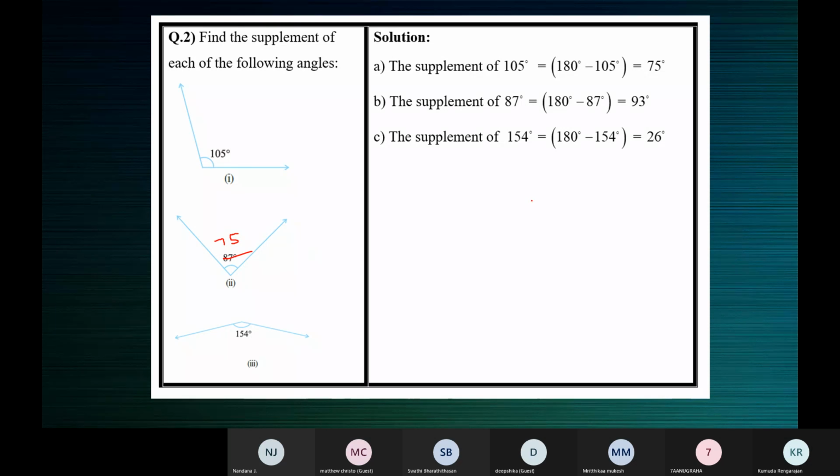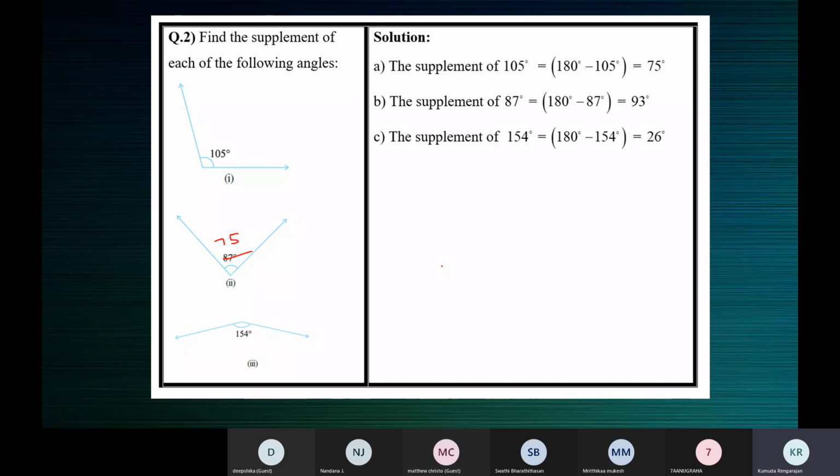Ma'am, I have a question. We are saying the vertically opposite angles are formed with an infinite number of lines at one point of intersection. Like we have supplementary equal to 180 degrees and complementary equal to 90 degrees. Do we have any measure for these vertically opposite angles?